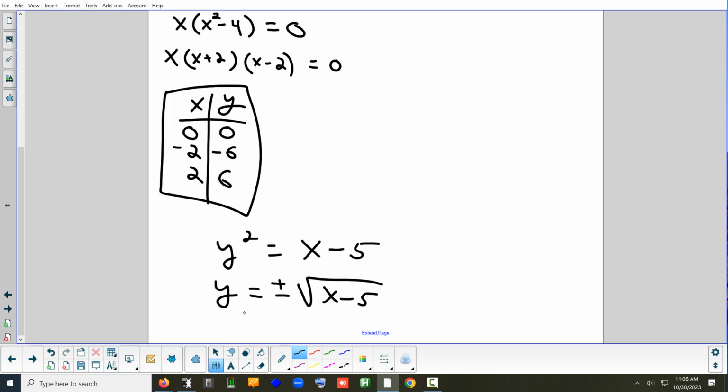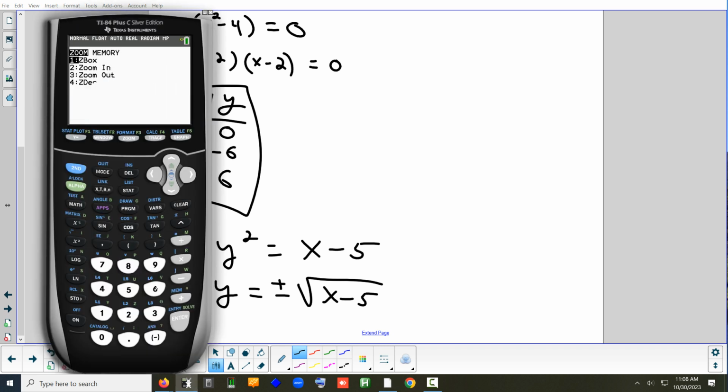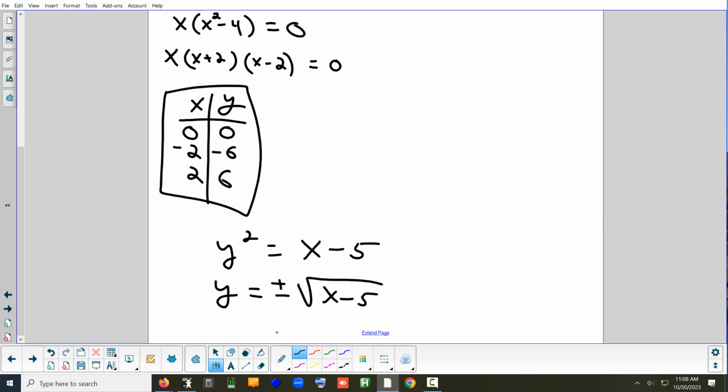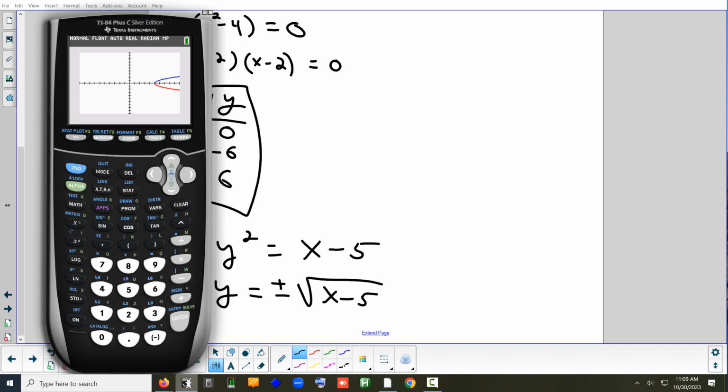Any question on how we got y by itself there? And then when you graph it, there's the top half, and there's the bottom half. Okay. So square root, it's a sideways parabola. That's what it looks like. Any question on that? For cases like these, there's no specific key for just plus minus? No. And then you might have another equation you'd have to type in.